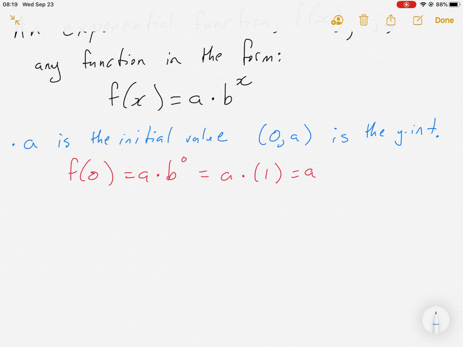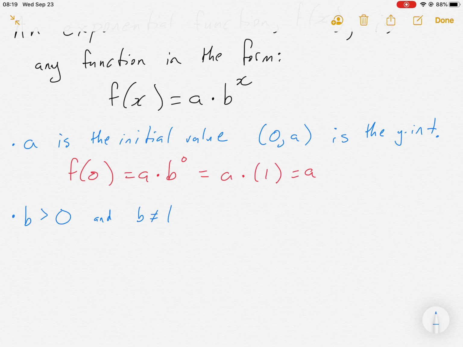Also, in this formula, b has to be a number that's greater than 0, so that means b is positive, and b cannot equal 1. If b was 1, it would just be 1 to the power of x, which is not really exponential. It's just 1 when you do 1 to the power of x.